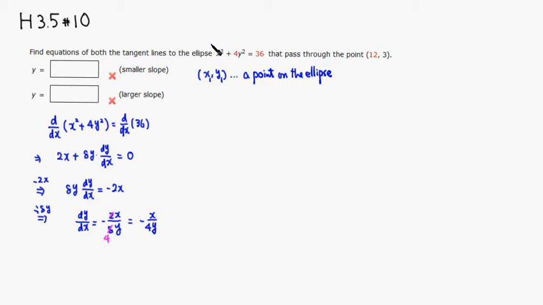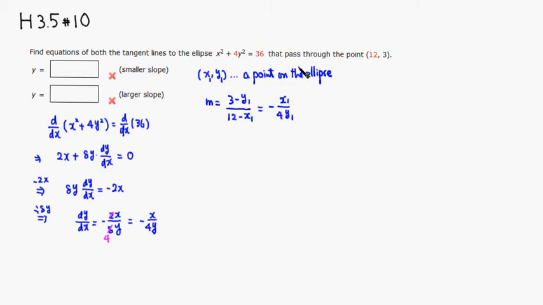We can use the slope formula to find the slope: y2 minus y1, so it's 3 minus y1 over 12 minus x1. That would be a slope. Another way to find the slope is using the derivative. Plugging in x1 and y1, it has to be the same as negative x1 over 4y1.